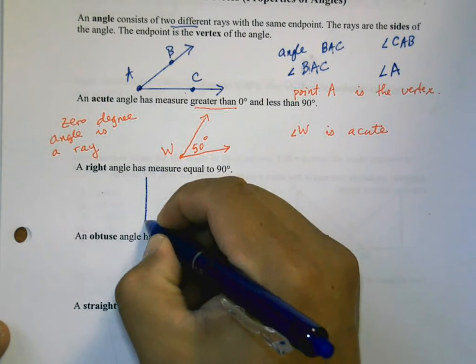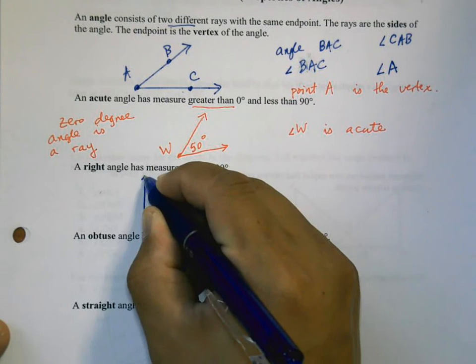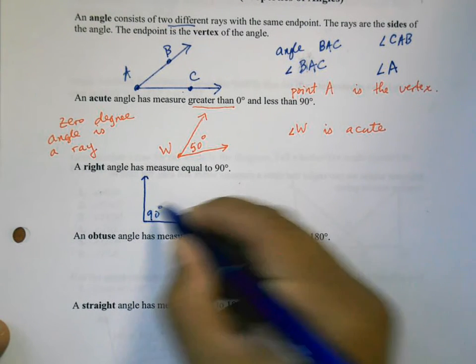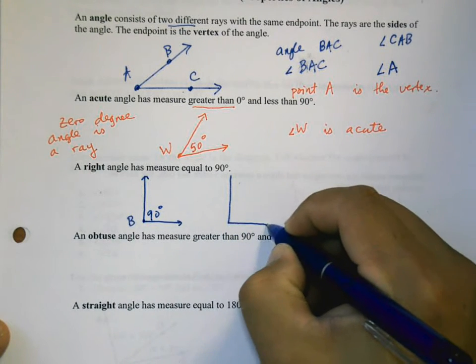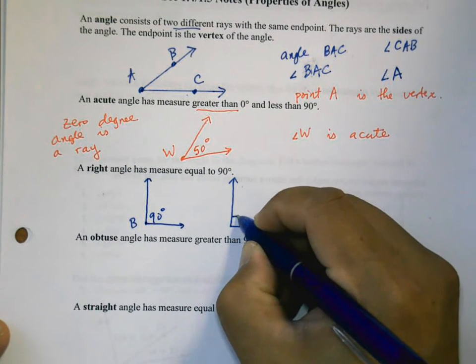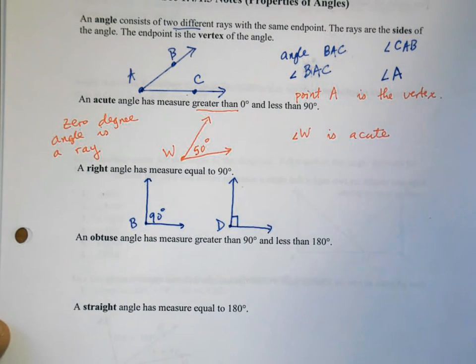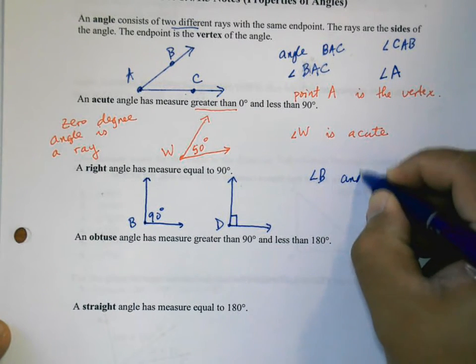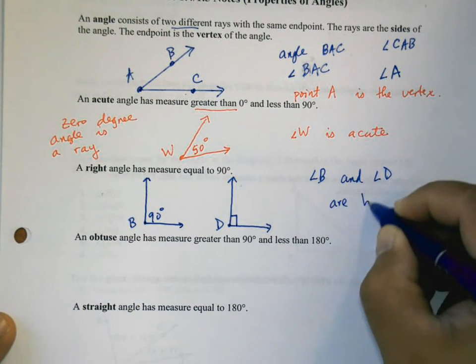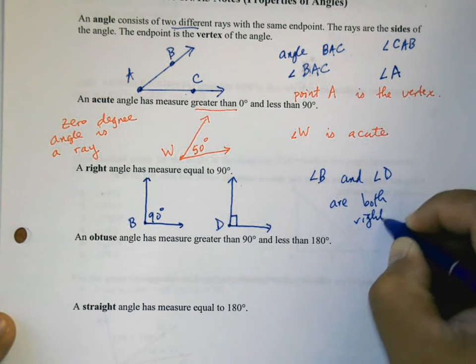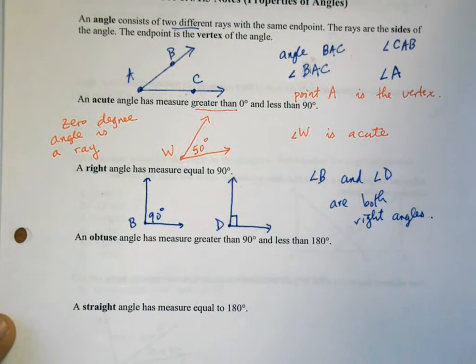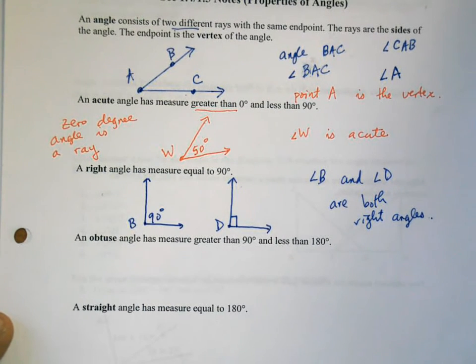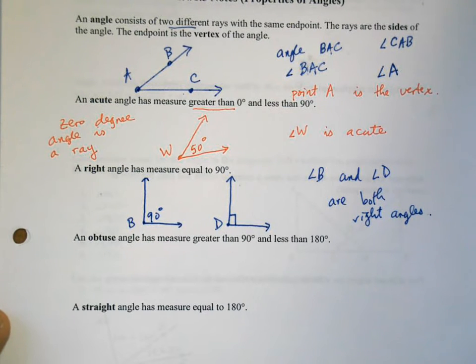You most likely see right angles drawn this way. They might actually say 90 degrees, or most likely they'll have this little square symbol here. So angle B and angle D are both right angles. They have to be exactly 90 degrees, and 90-degree angles are very special. They hold a special place in geometry because of some really useful properties.